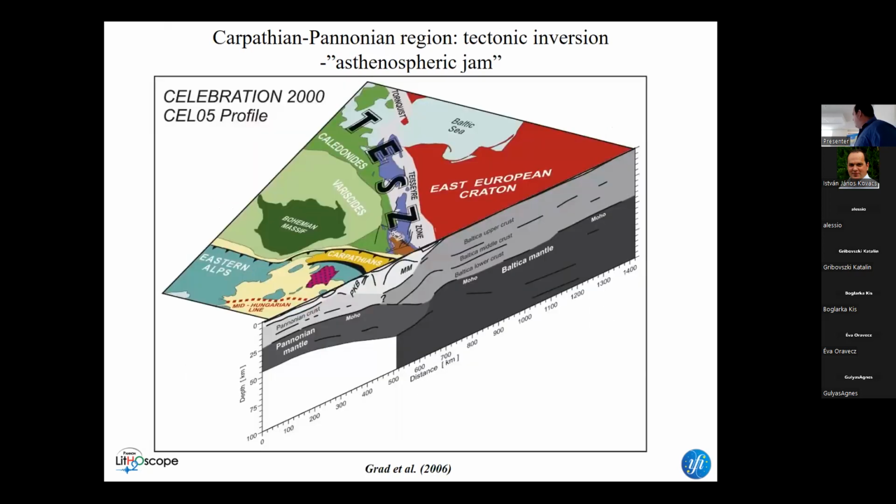And actually, this work was published more than 10 years ago. And at that time, the result that the Polish colleagues found during the processing of the CELEBRATION data was quite surprising for a lot of people. And it of course sparked really big debates, because what we observe is a CELEBRATION 5 profile, which goes from the Pannonian basin to the Eastern European craton. And it looks quite good on the crustal scale, because that's the usual story.